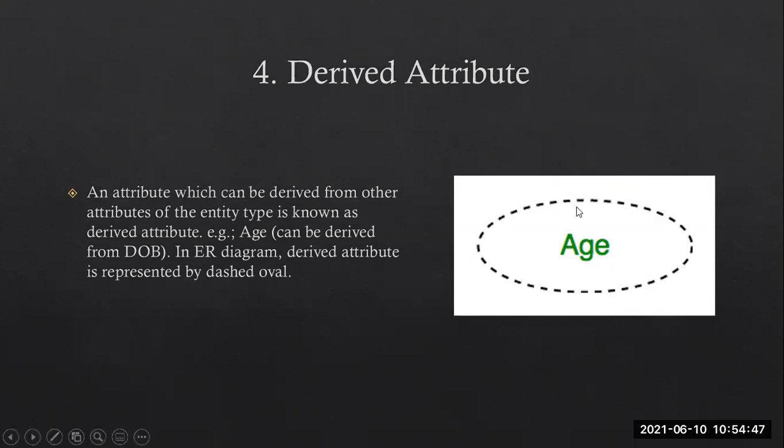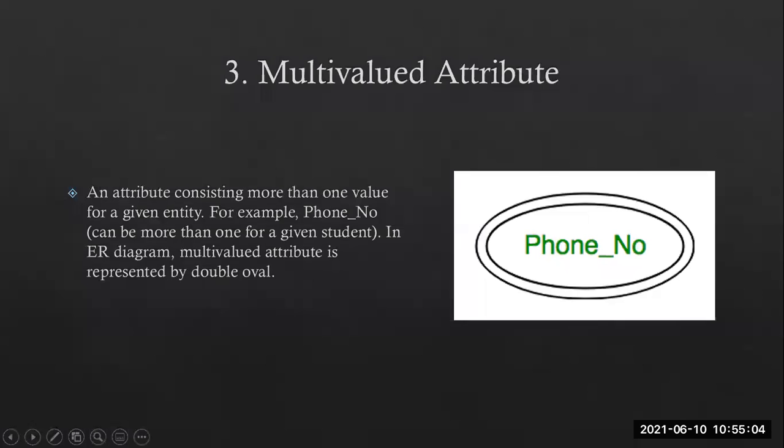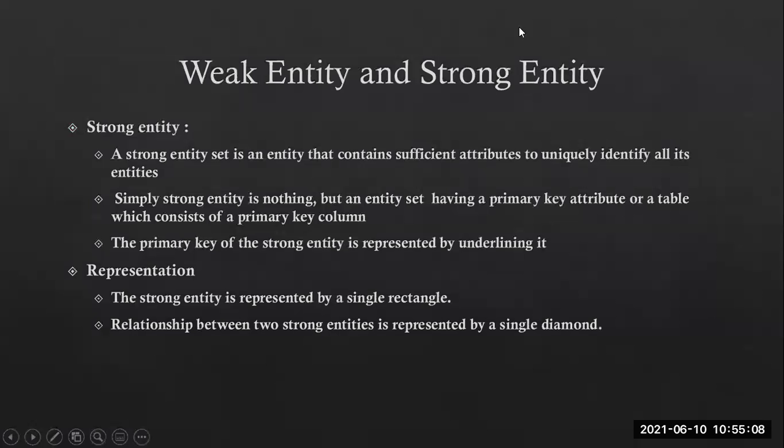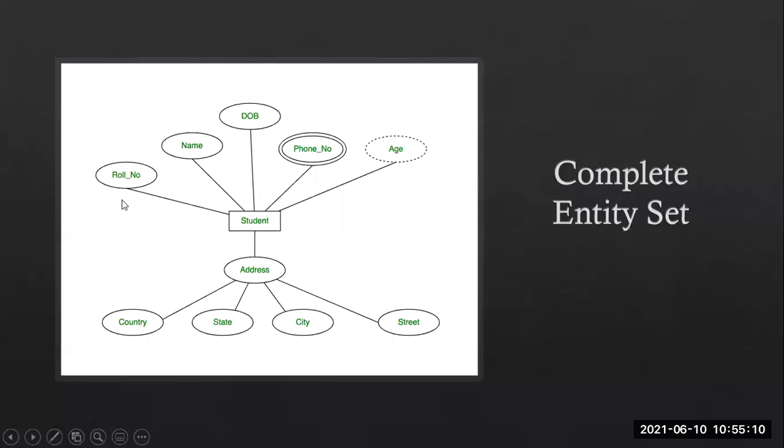And it is represented as a dashed oval here. When the dashed oval comes, you have to say that it is a derived attribute here. Okay, so 4 attributes are done: key attribute, composite attribute, then derived attribute, and the last one, multi-valued attribute here.